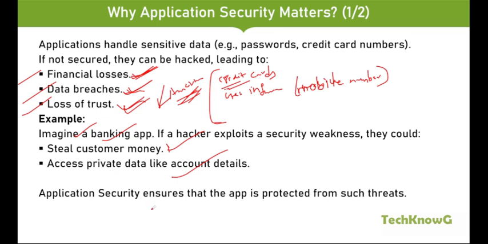Then application security ensures that the app is protected from such threats. So these are all the threats. What is a threat? Financial losses could happen, data breaches, loss of trust. So from this, we need to secure our application.